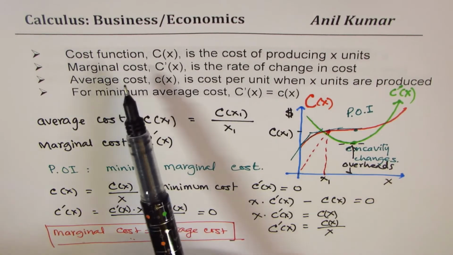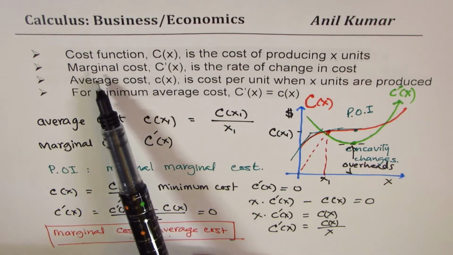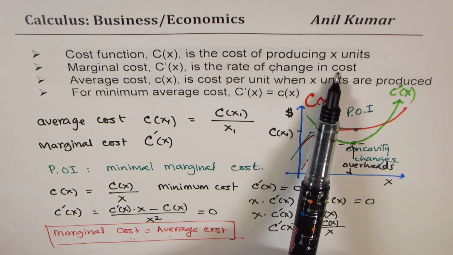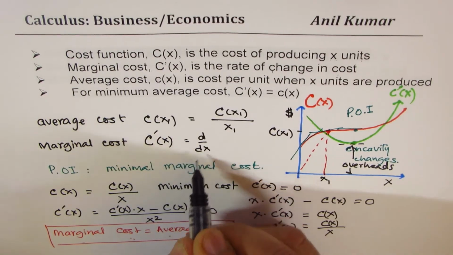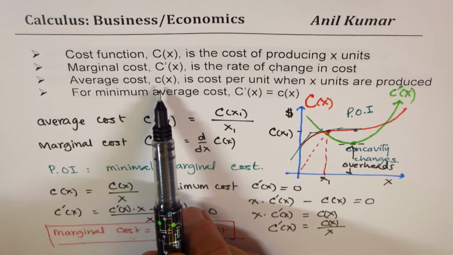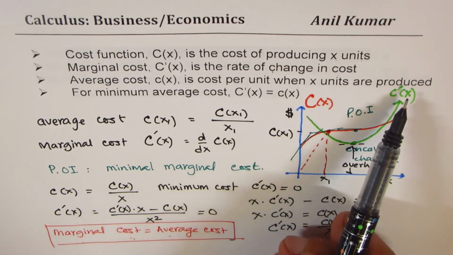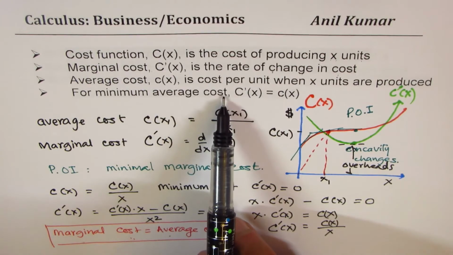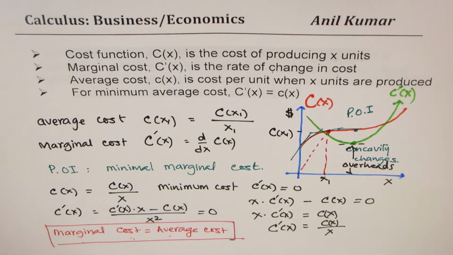So let me again define. Cost function is the cost of producing x units at any production level. Marginal cost is the rate of change in cost, so it is the derivative. Marginal cost is the derivative d/dx, the rate of change of the cost function, correct? Average cost, lowercase c of x, is cost per unit when x units are produced, the per unit cost. And for minimum average cost, it is equal to marginal cost, which we have just derived here. Now based on this, let us take our 3 questions and understand further.